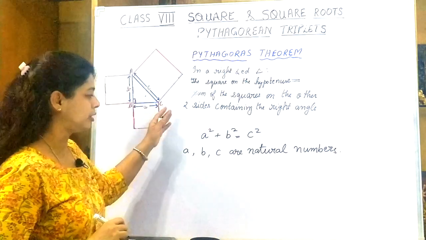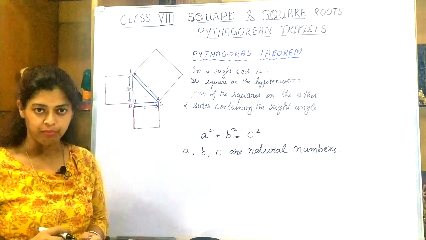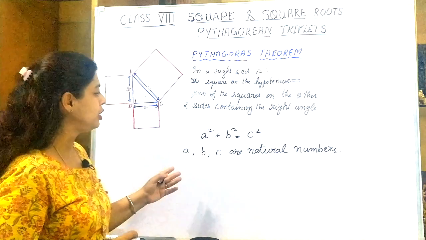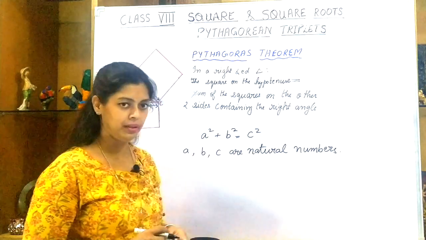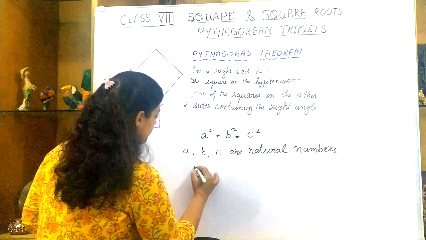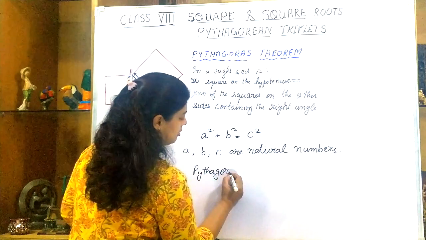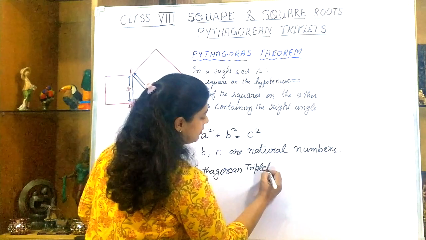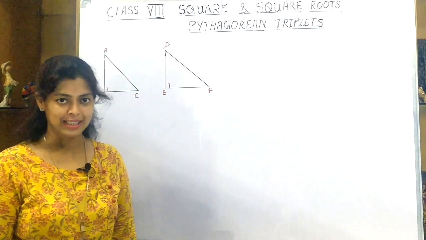So according to this theorem, if I have any three numbers such that the sum of the squares of two numbers is equal to the square of the third number, then these three numbers are said to form a Pythagorean triplet. Now I'll explain the triplets with a couple of examples.